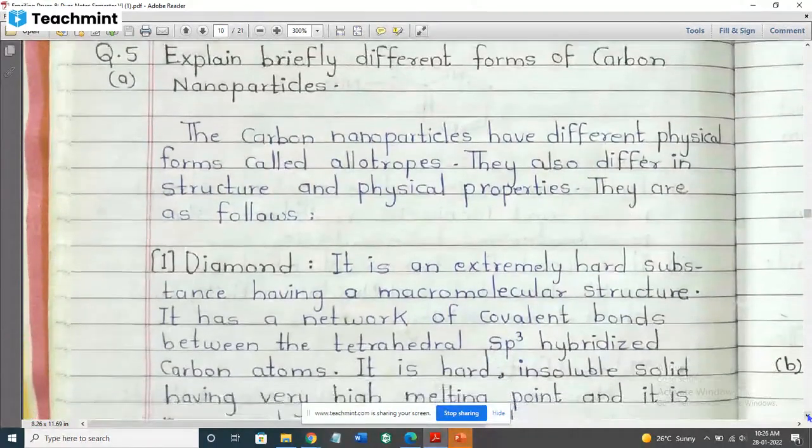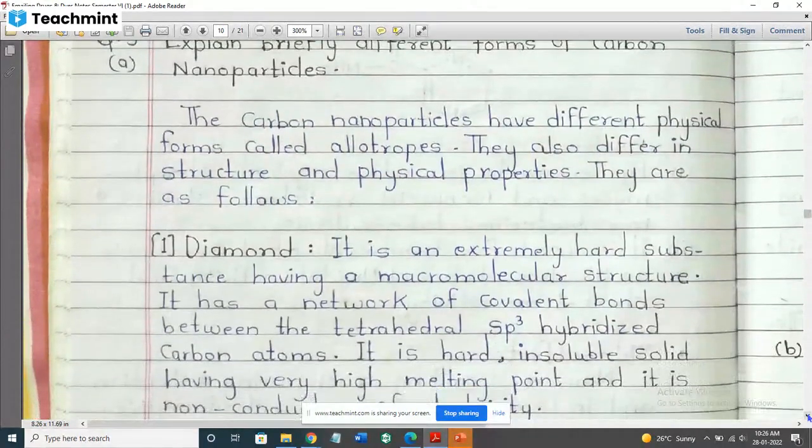Next: explain in brief the different forms of carbon nanoparticles. Carbon nanoparticles have different physical forms called allotropes. One of the important allotropes is diamond.